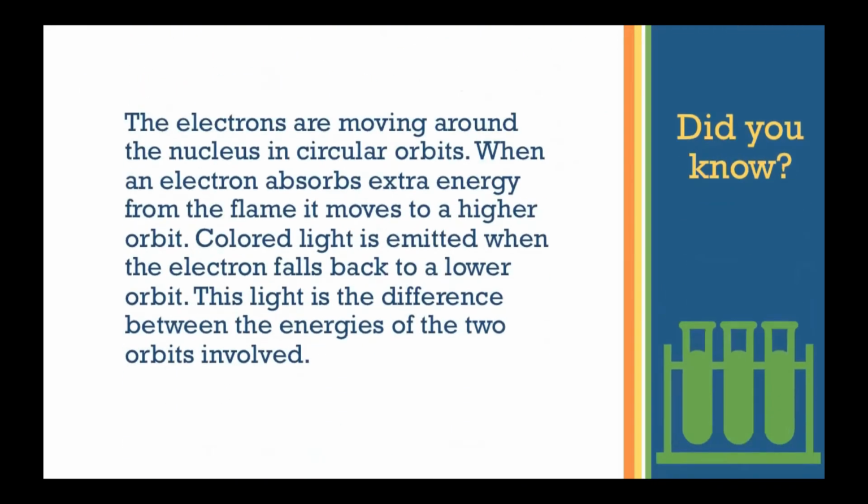The electrons are moving around the nucleus in circular orbits. When an electron absorbs extra energy from the flame, it moves to a higher orbit. Colored light is emitted when the electron falls back to a lower orbit. This light is a difference between the energies of the two orbits involved.